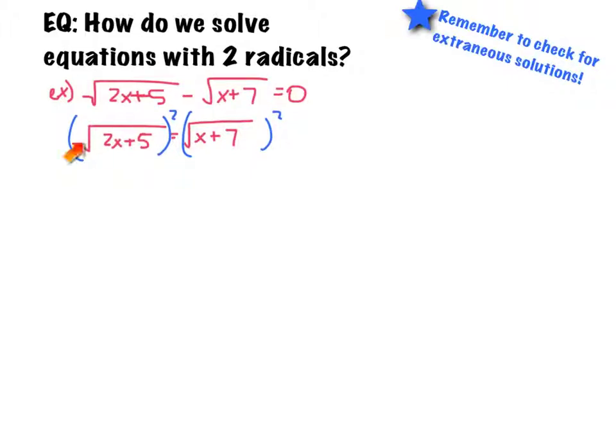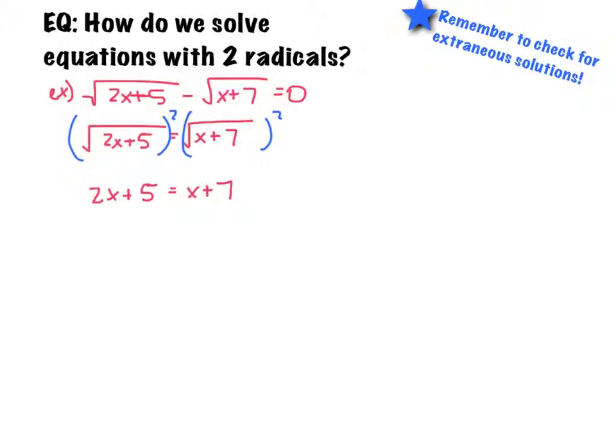If these were both cube roots, what would you do to both sides? Cube them. Would that change anything? No, because all it's doing is knocking off those radicals. So now I have 2x plus 5 is equal to x plus 7.